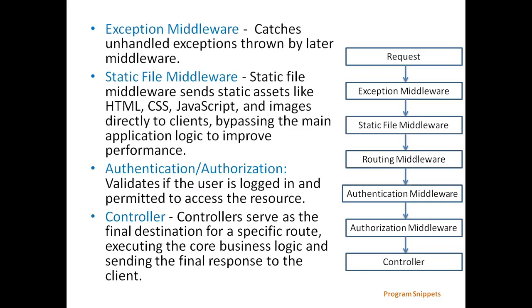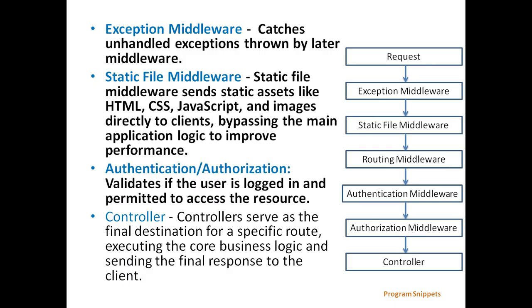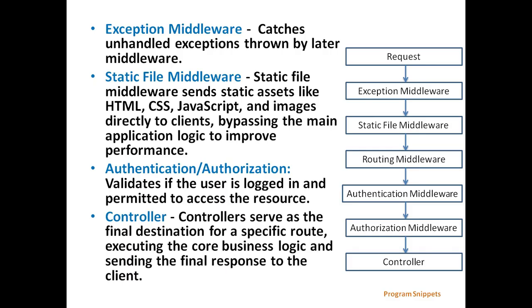The middleware chain contains exception middleware, which catches the unhandled exceptions thrown by later middleware. Then static file middleware sends static assets like HTML, CSS, JavaScript and images directly to the client, which bypasses the main application logic to improve performance. It also contains authentication and authorization, which validate if the user is logged in and permitted to access the resources. And the controller serves as the final destination for a specific route, which executes the core business logic and sends the final response to the client.